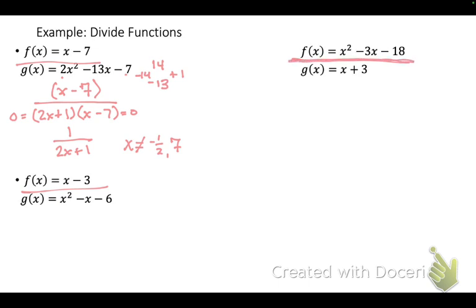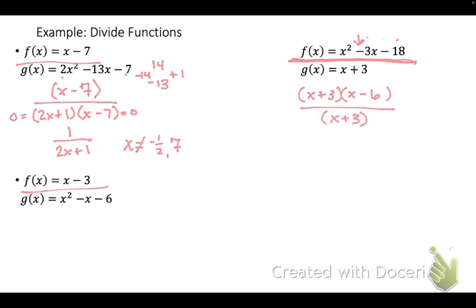Okay, so now what am I going to do on this one? It's divided by, right? So what am I going to do? Factor. Factors of 18 that have a difference of 3, and we have a 1, so we can go straight. 6. So x plus 3, x minus 6. Why is it plus 3 minus 6? Because of the negative 3.